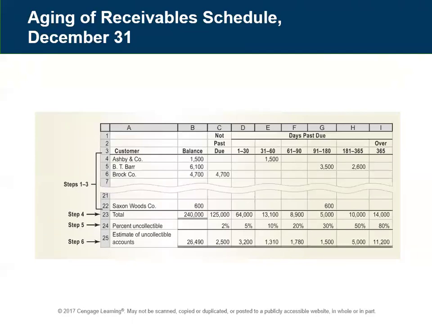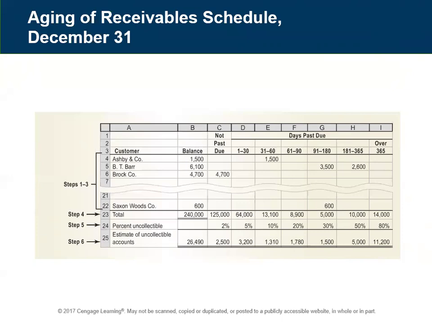So Ashby and Company, we look, they owe us $1,500. The days past due falls between 31 and 60. So it's somewhere between 31 and 60 days past due. BT Bar owes us $6,100. $3,500 of that is 91 to 180 days past due. $2,600 is 181 to 365 days past due.